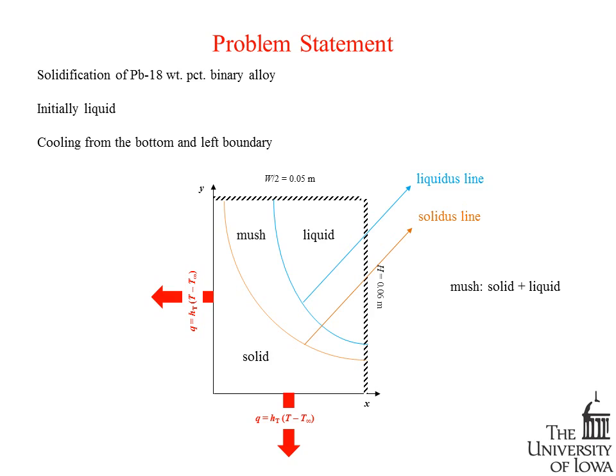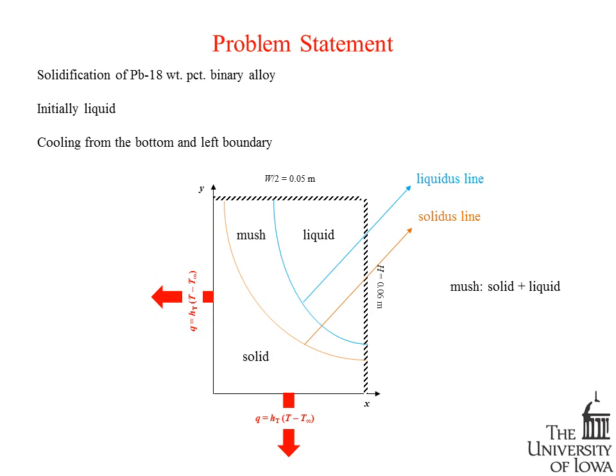So what we would expect is that my liquid will start to solidify from here and here. Let's say, for example, 10 seconds after I started my cooling, I will expect a region which is fully solid, here at the right upper boundary a region which is fully liquid, and between these two regions a two-phase region which is called the mush region in solidification terminology. So what is mush? Mush is just a combination of solid and liquid.